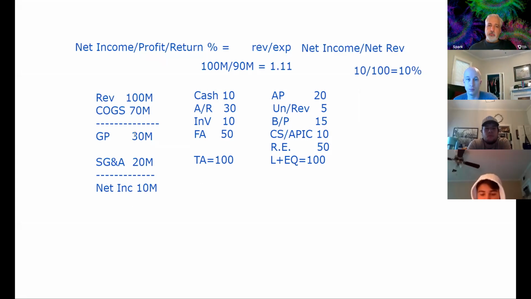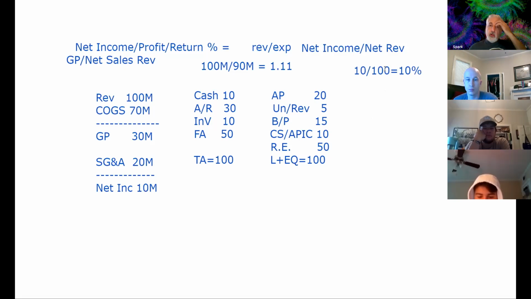You're going to say, okay, gross profit percentage is going to be gross profit over net sales. Right? Where my net income or my net profit percentage or my net return is my net income over net revenue. So we're at 30% for gross profit percentage.